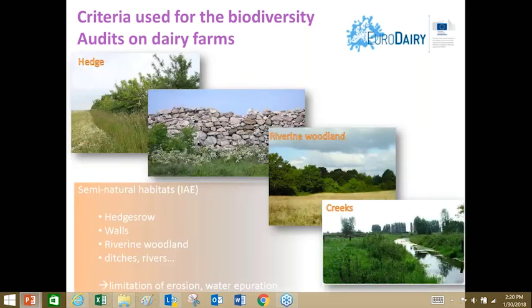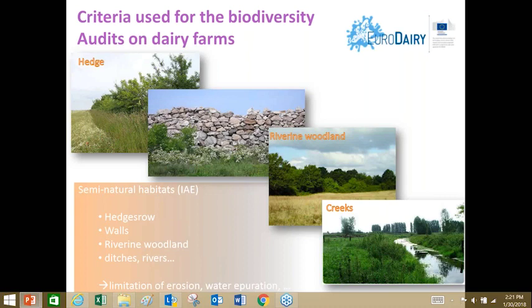That's why they're important. And this slide is just to illustrate what semi-natural habitats are. It can be hedges, walls, riverine woodland, creeks, and so on, rivers. And what is also good with these semi-natural habitats is that they also produce co-benefits for the farm, like they can limit erosion, they can do water regulation, and so on. So it's like a win-win partnership for the farm.